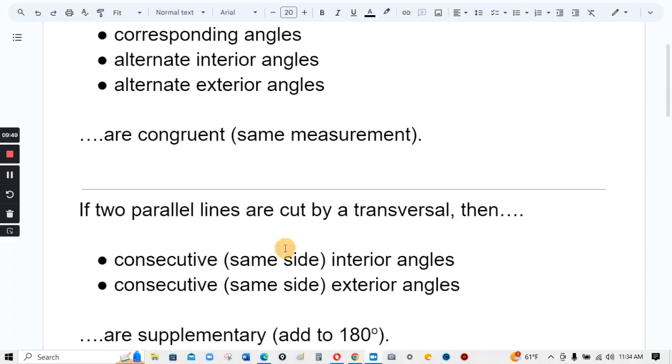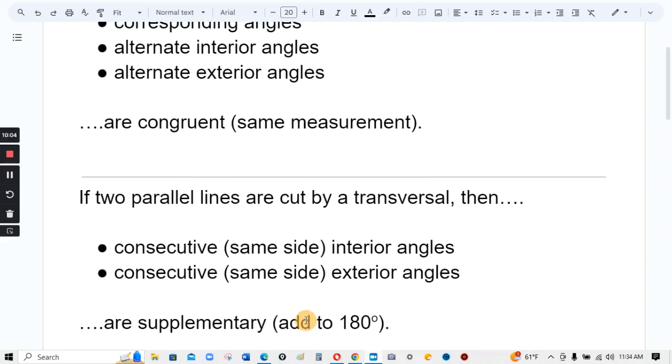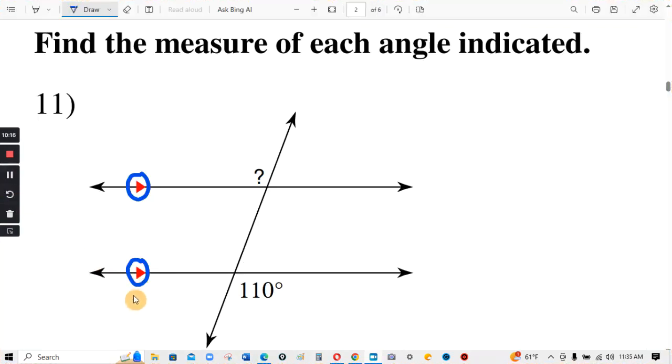And then, for the same scenario, 2 parallel lines cut by a transversal, the consecutive or same side interior and consecutive same side exterior are supplementary. That means they add to 180. So in all these cases, the two angles that you choose are either going to be congruent or supplementary, which means they add to 180 degrees. Let's look at 11. Before you do each problem, these are pretty easy, I would identify the type of angles that you're looking at first.